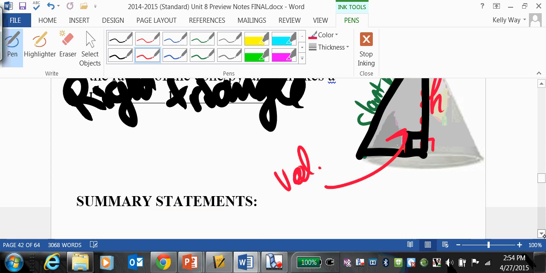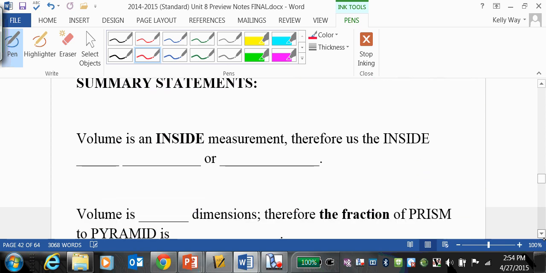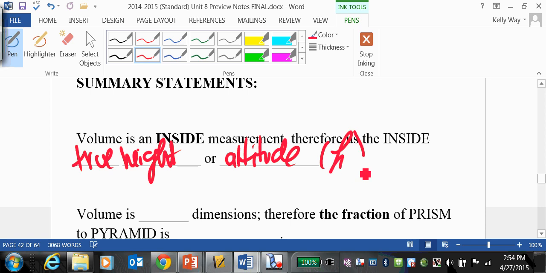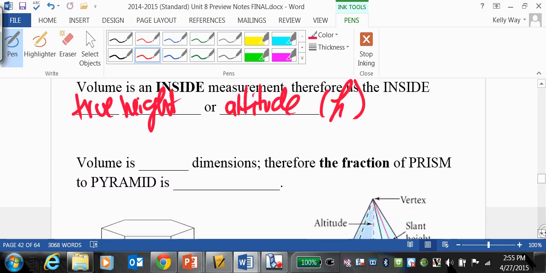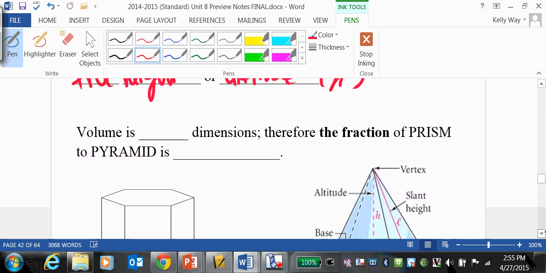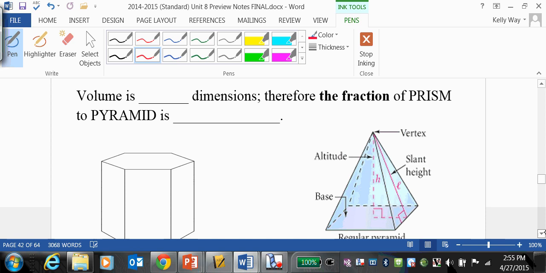And because it's an inside measurement, we use the inside true height or altitude. And that's where H comes in. Volume is an inside measurement, so we use the inside true height, also known as the altitude.